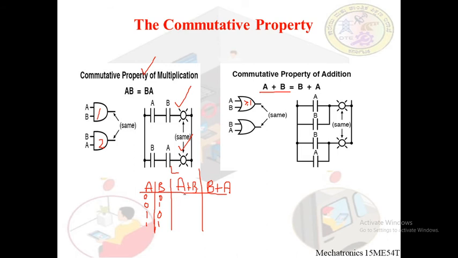Now 0 plus 0 is 0, 0 plus 1 is 1, 1 plus 0 is 1, 1 plus 1. Just now we studied binary addition. There it was 1 plus 1 was 0 and carry 1. Here we are not dealing with carry because we have only 1 bit data. Therefore, there is no place for carry. 1 plus 1 is taken as 1 only. Similarly, B plus A. 0 plus 0 is 0. 1 plus 0 is 1. 0 plus 1 is also 1. 1 plus 1 is 1. Therefore, we can say commutative property for addition is verified with the following truth table.